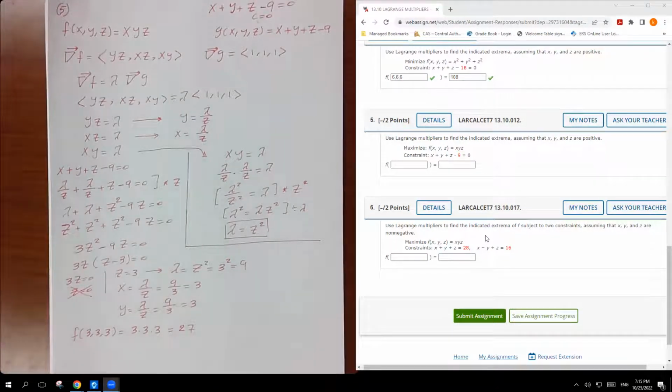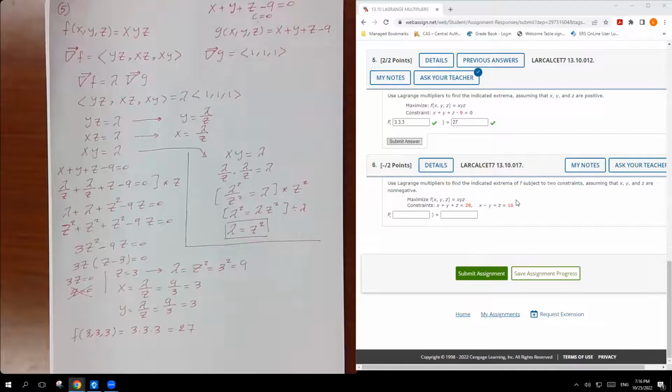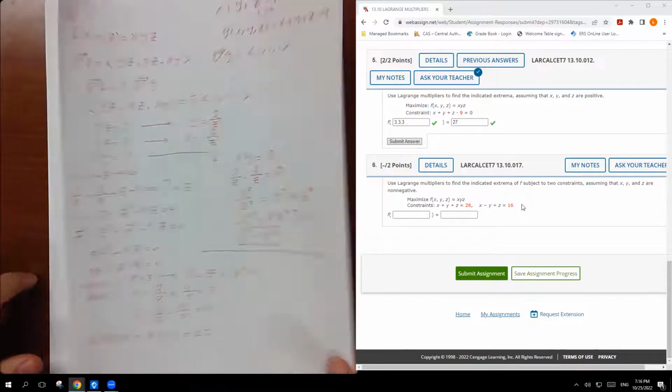That's it for this example. Let's plug in here 3, 3, and 3. And here we're going to put 27. Here we go. We got it right. Let's move to the last question, question 6.